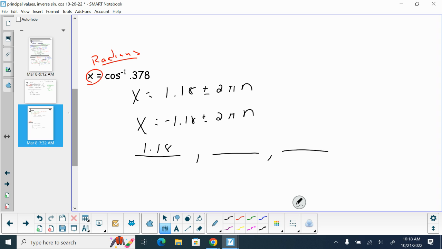1.18, 5.1, and 7.46. And once again, we have to take the 6.28 and add the negative 1.18 to that to be able to get the 5.1 here. 7.46, we play leapfrog to go from 1 to 3. We add the period, which in this case is 6.28. And as we've done before, if we take the cosine in our radian mode of 7.46, you should get something very close to 0.378.